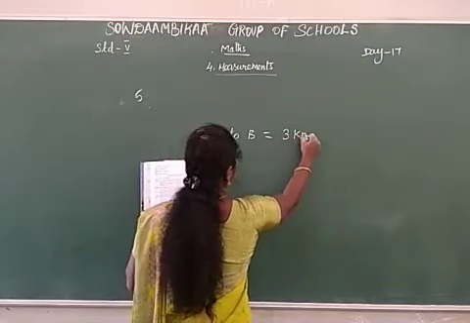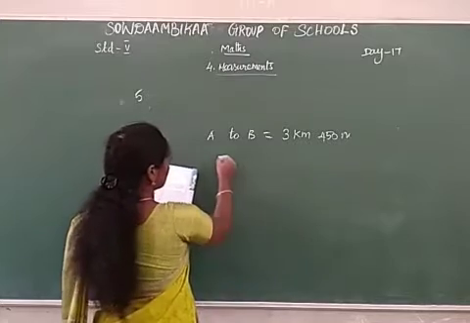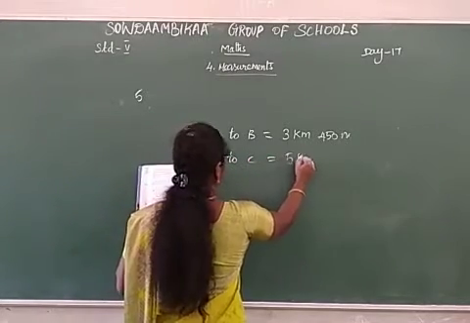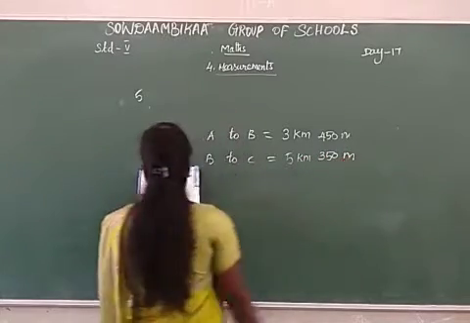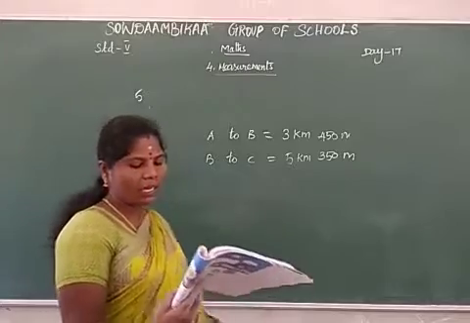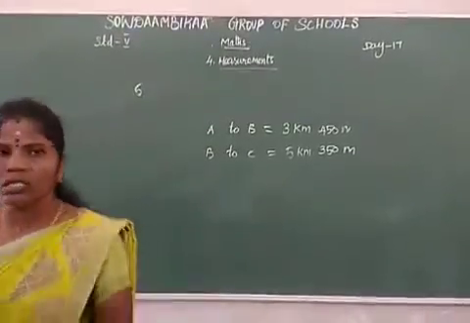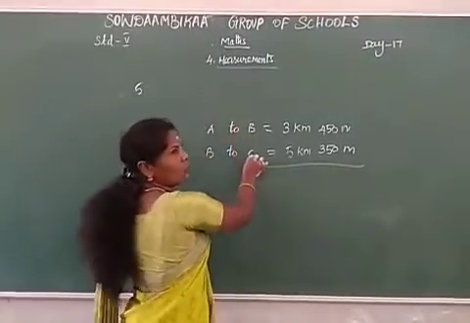3 kilometer, 450 meter. Distance B to C, 5 kilometer, 350 meter. Okay. How long will be the road laid from A to C? Okay. A to C. So now add A to C.